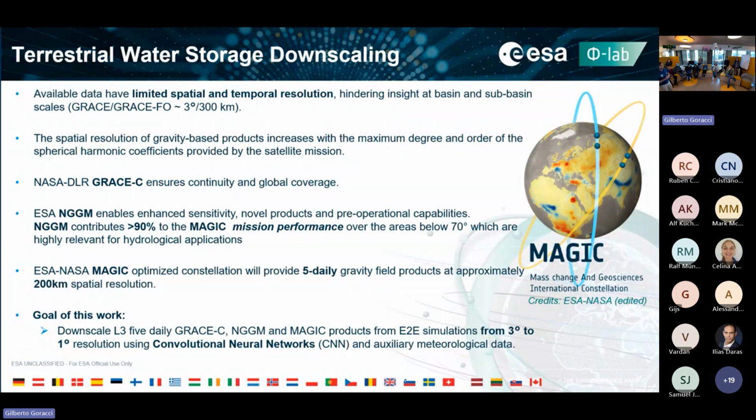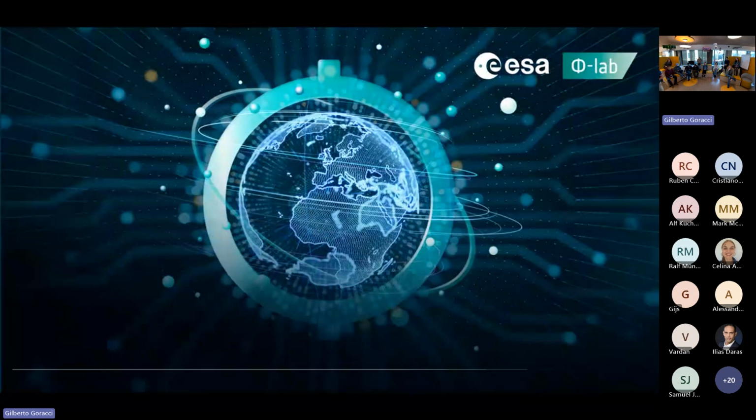So in total, with the joint combination of the two, with MAGIC, we will hopefully have 5 daily gravity field products with a resolution of approximately 200 kilometers. So in this work, in this topic, we try to downscale the level 3 products from GRACE-C, NGGM, and MAGIC, given by end-to-end simulations conducted in the frame of ESA studies, from 3 degrees to 1 degree of resolution, using AI frameworks like convolutional neural network and auxiliary meteorological data.